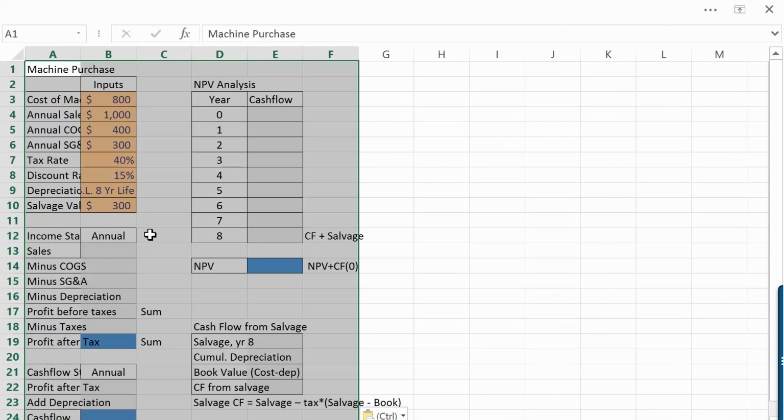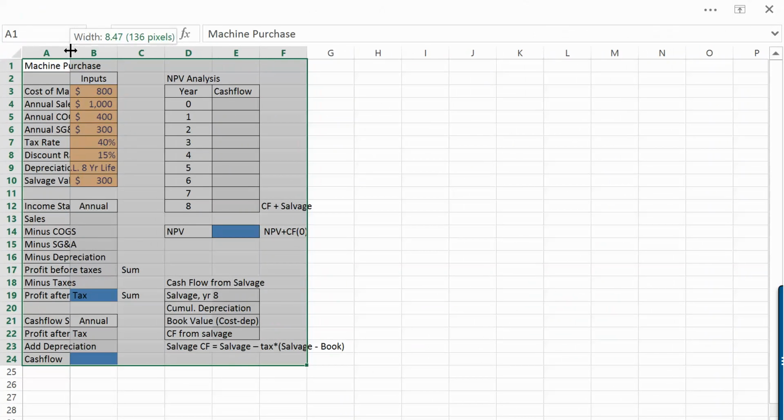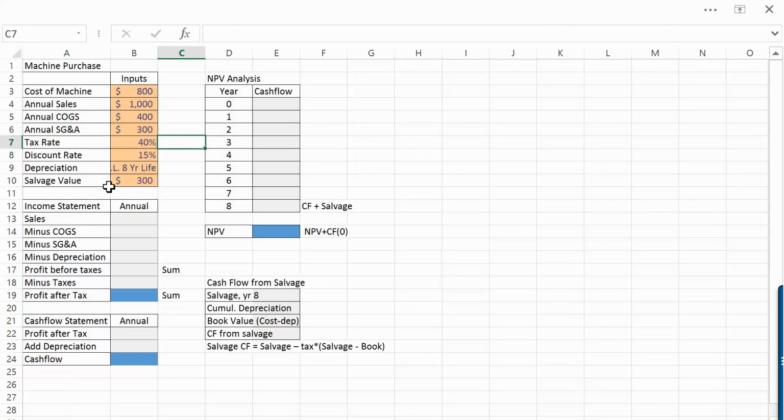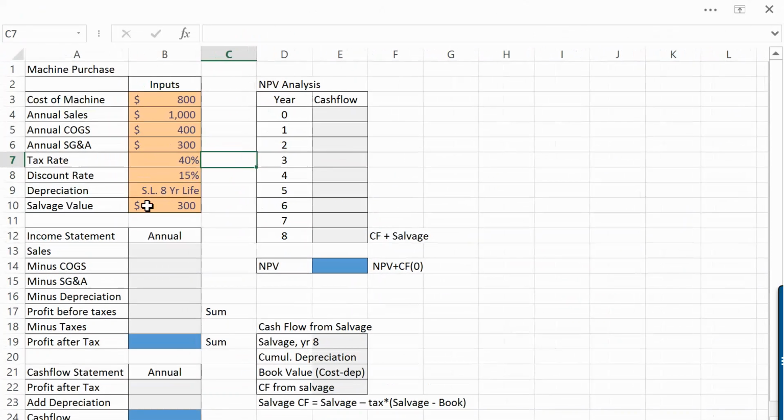Put a new worksheet in there and size up the columns a little bit. So it looks like we're going to calculate NPV of this one. I'm going to have sales of 1,000. I'm going to subtract off cost of goods sold. I'm going to subtract off selling, general, and administrative expense.